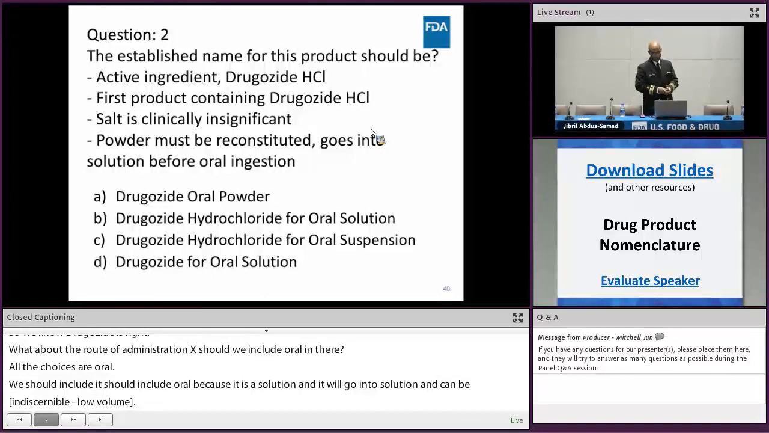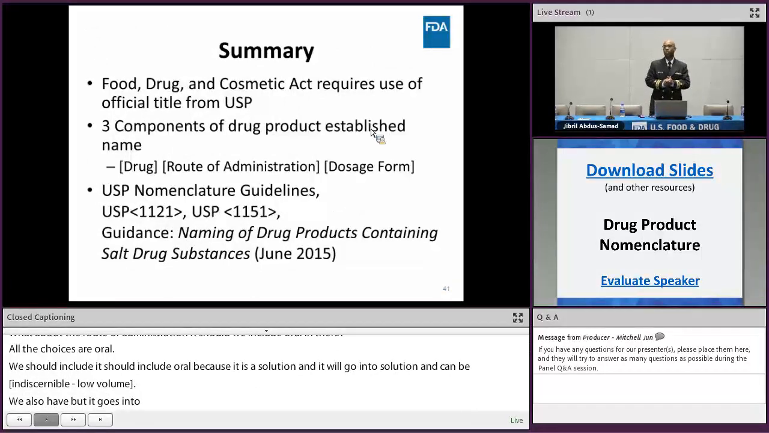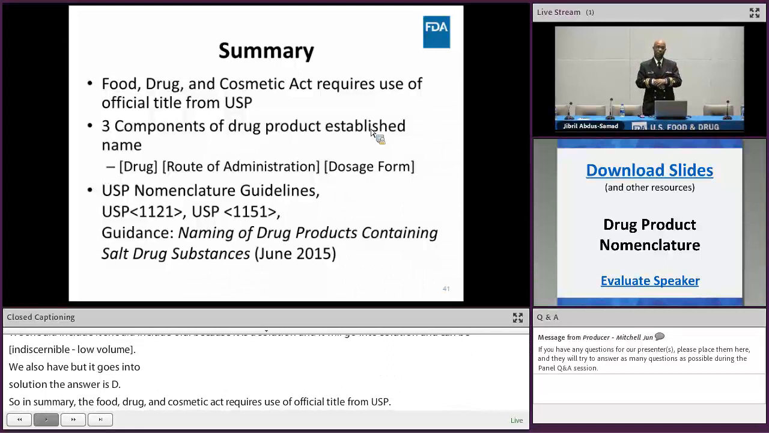And I believe that's it. So summary, Food and Drug Cosmetic Act requires use of the official title from USP. The 3 main components of the drug product name, drug component, route of administration, dosage form, and then your references.